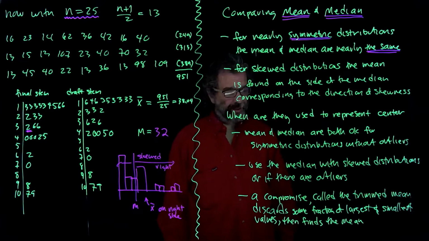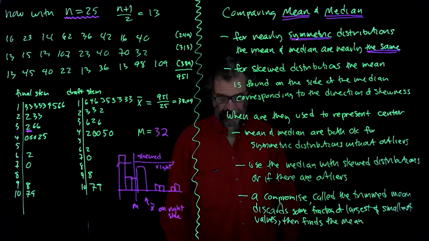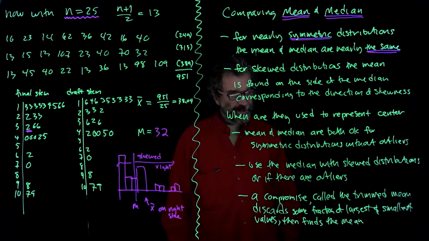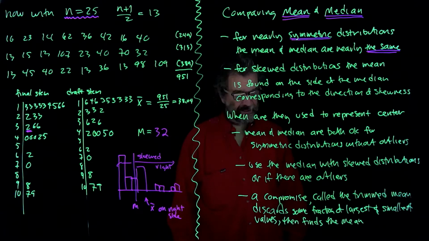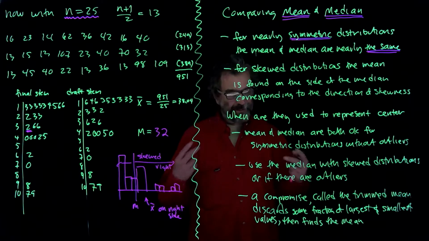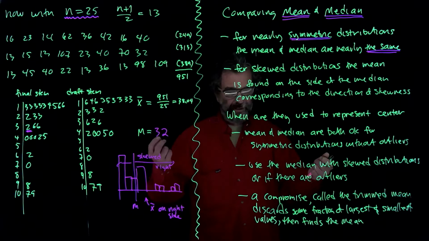A compromise is called the trim mean, which sometimes you'll see as a feature of different kinds of stats programs. They'll let you compute a trim mean. It discards some fraction of the largest and smallest values, then finds the mean. So a 10% trim mean, probably discards 10% of the values, the top 5% and the bottom 5%. I think that's how it does it if it's called the 10% trim mean, but the trim mean discards some fraction of the total values, a certain percent from the top, a certain percent from the bottom, the same percent.